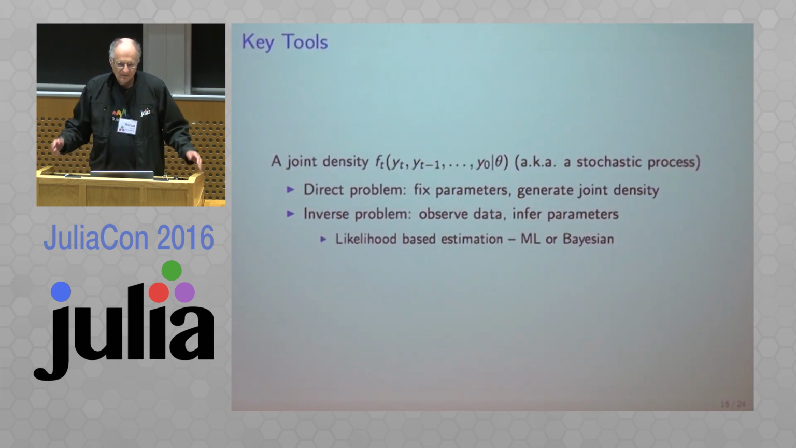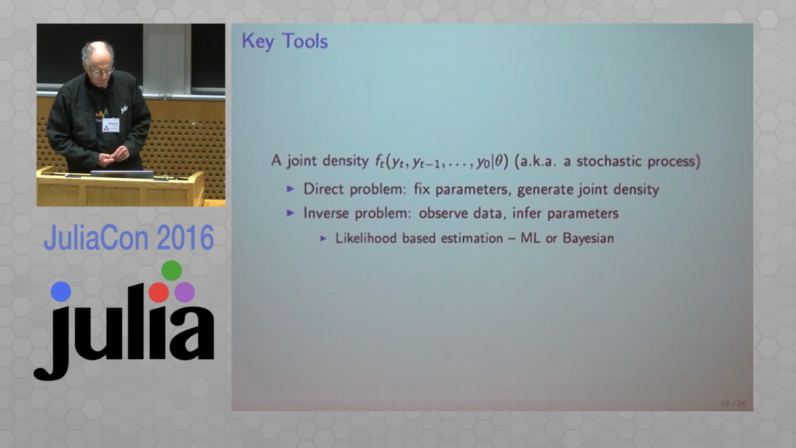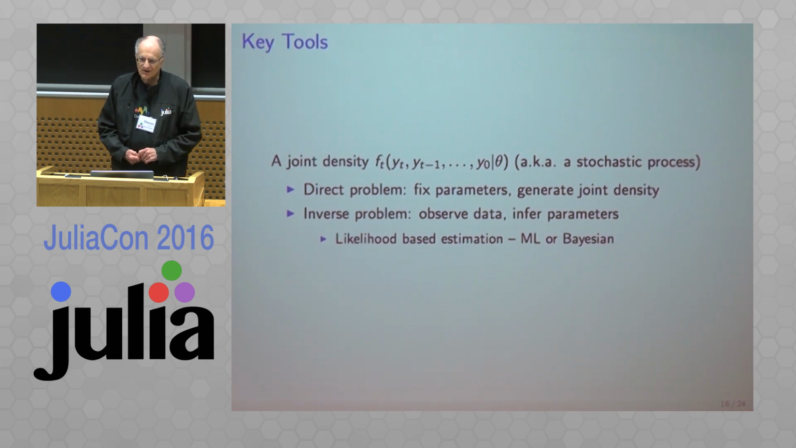Now I'm going to tell you what tools we have, and I'm getting close to why we're very excited about Julia. Our models are going to be complicated in a sense I'm going to tell you about. We want to use them to understand causal structures, and then we want to use them to give policy advice in a serious way.